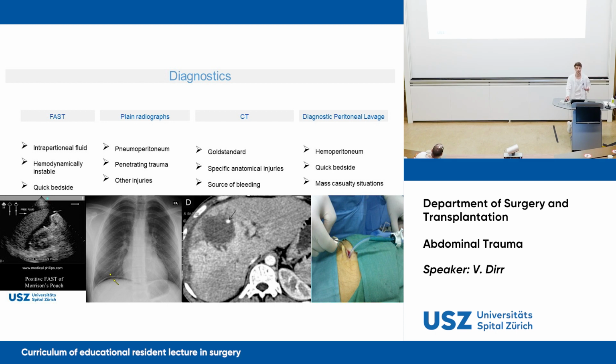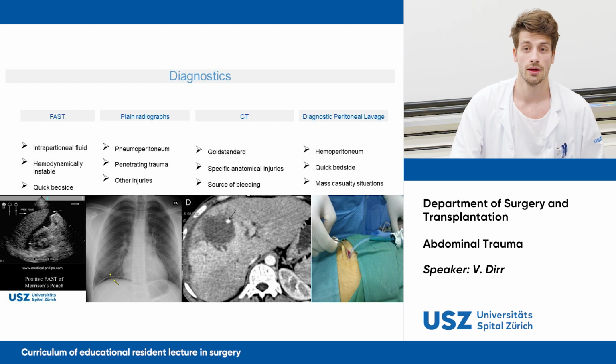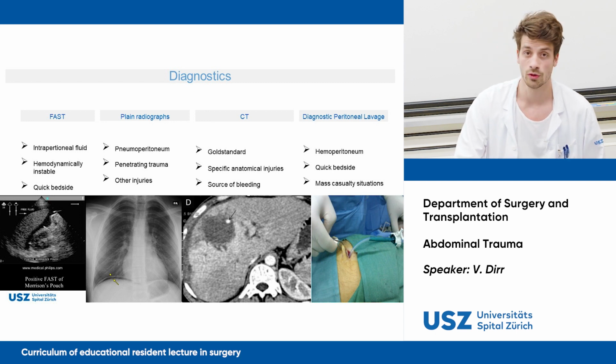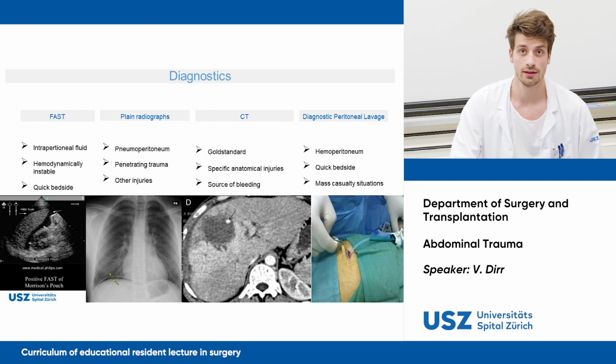And we can do that at bedside and in unstable conditions as well. What we do is we scan the Morrison pouch, we scan the splenorenal junction, we scan the pouch of Douglas, we scan the pericardium, the pleura, and also the diaphragm. In this case, I brought you a picture with a positive FAST of the Morrison pouch, where you can clearly see fluid between the liver and the right kidney.